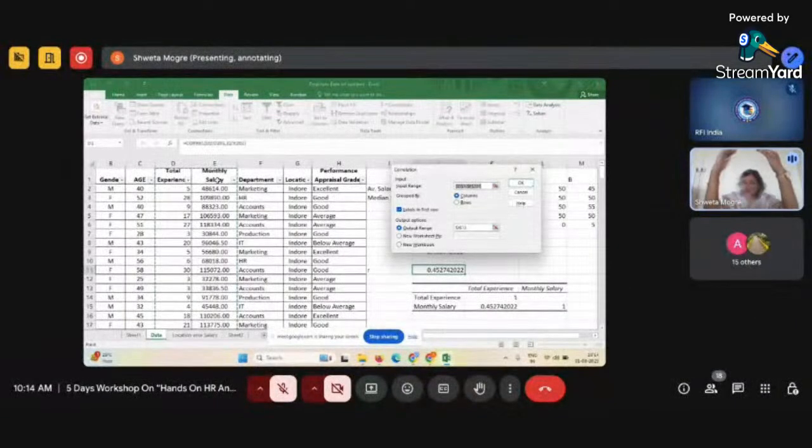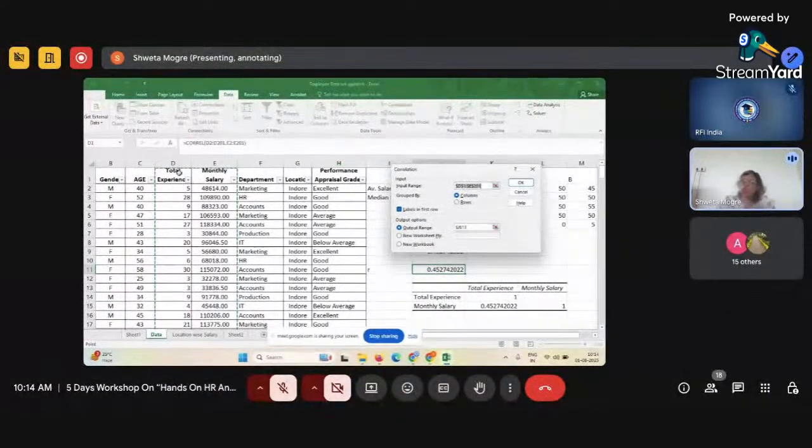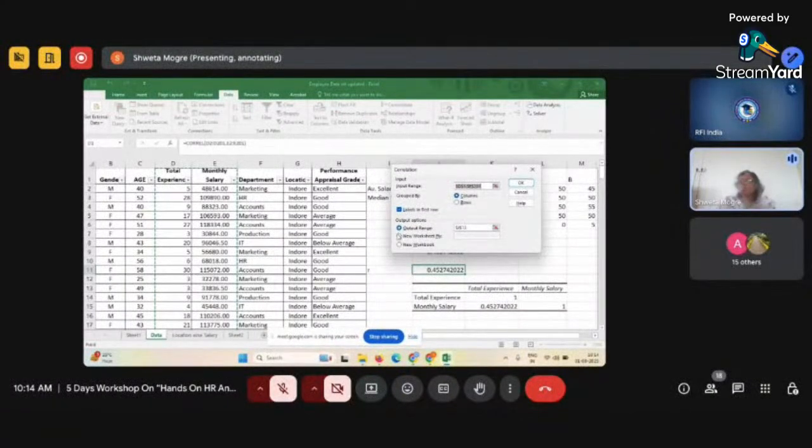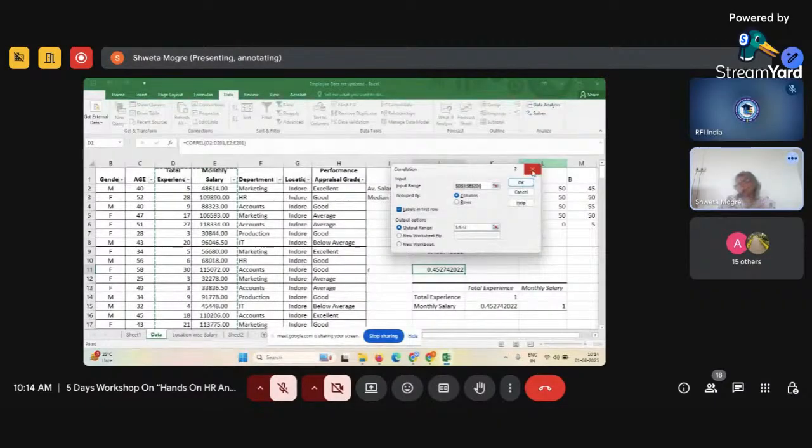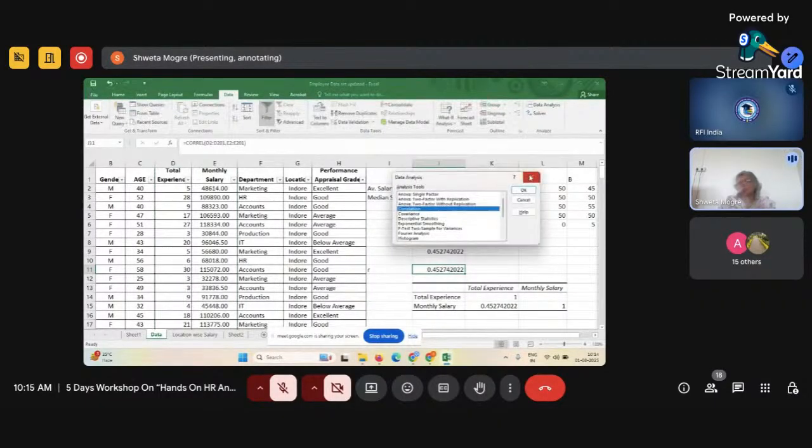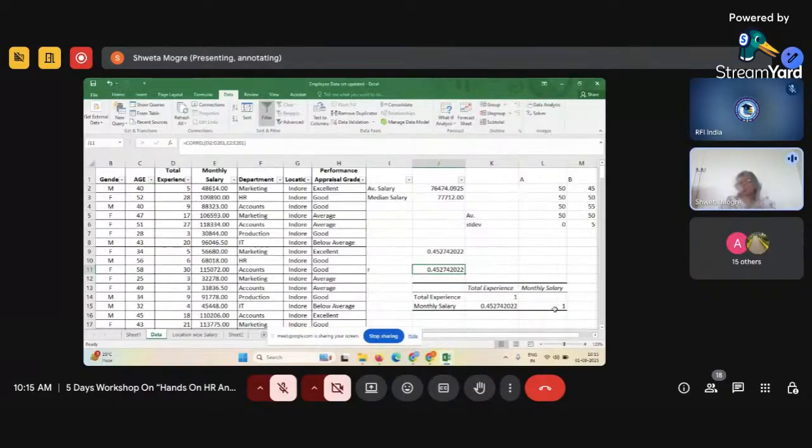So simultaneously, I have selected both the columns, one of the independent variable and one of the dependent variable. Since there is a heading in my first cell, I click on labels in first row. And I provide the output range. If you want output in a new worksheet, you go with the default setting, new worksheet, and click on OK. So this is the output of my correlation.